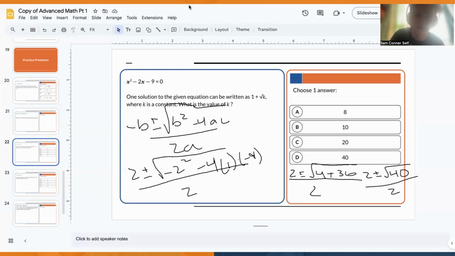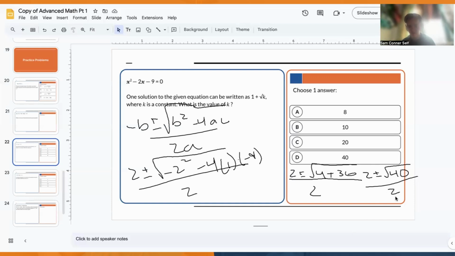Could you have solved using complete the square? Yes, and if you want, I can go through and do that. Okay. Yes, so I'm hearing C in the chat.